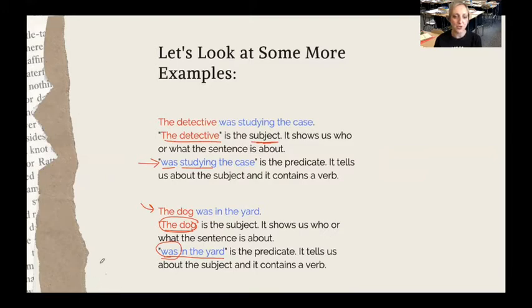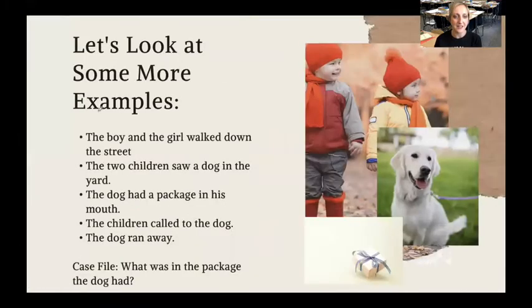Let's go to the next slide. Let's look at these examples here. We are introduced to our case for the week. We are detectives. The boy and the girl walked down the street. Let's see. The boy and the girl, this is the subject. It tells us who or what the sentence is about. And walked down the street tells us about the subject, and we have a verb. And look, I need a period. There we go.